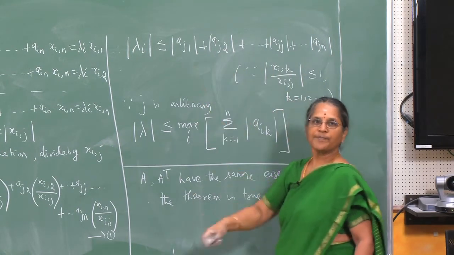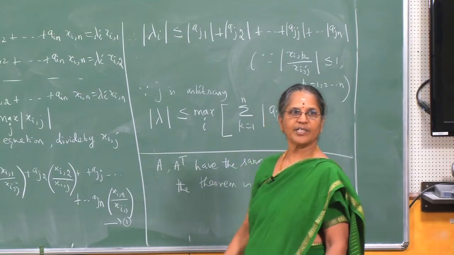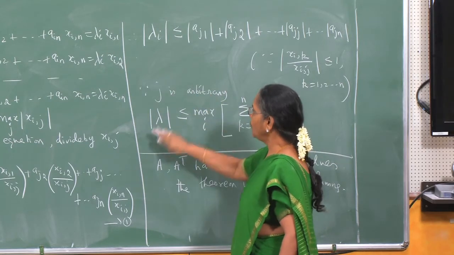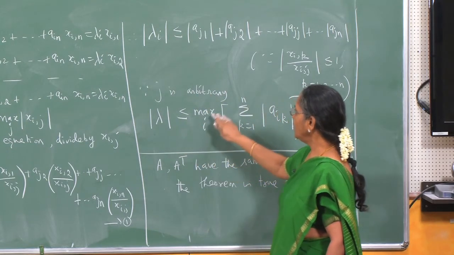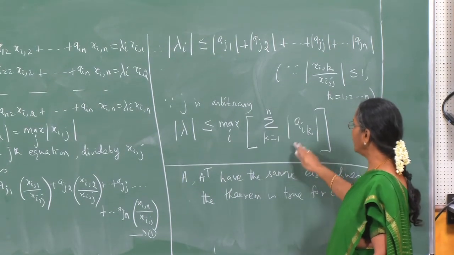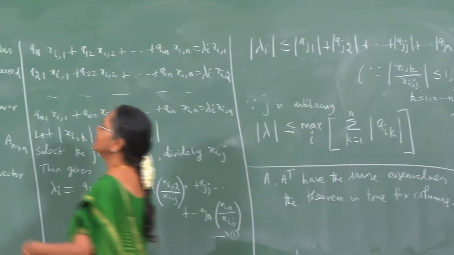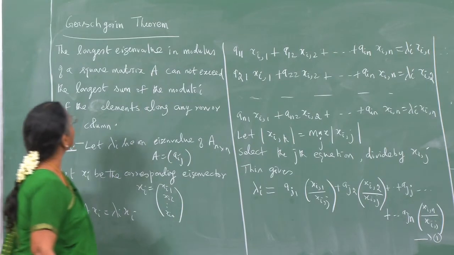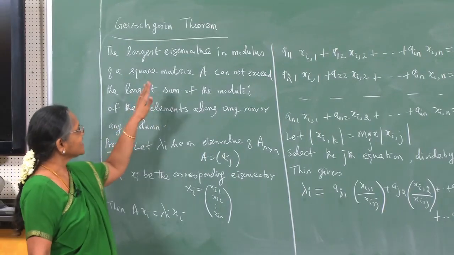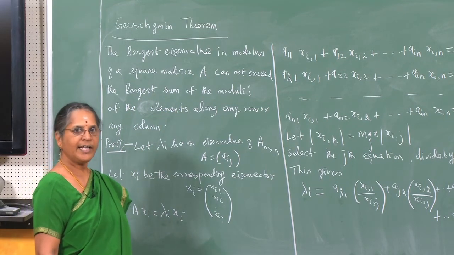What are these? These are the absolute values of the entries that appear in the jth equation, and so j is arbitrary, and therefore mod lambda is less than or equal to maximum over I of sigma over k equal to 1 to n modulus of aik, and that completes the result that the largest eigenvalue in modulus of a square matrix cannot exceed the largest sum of the moduli of the elements along any row or any column.